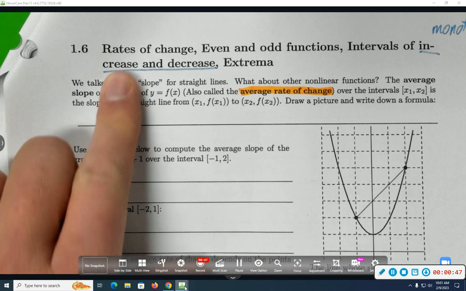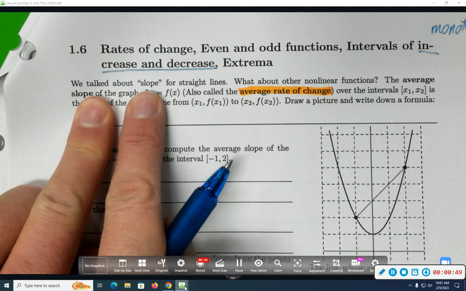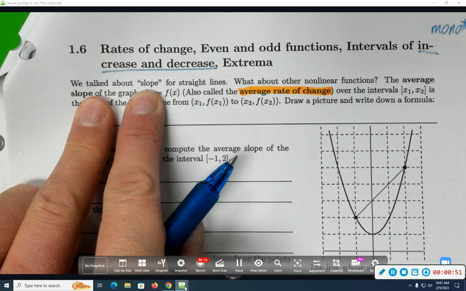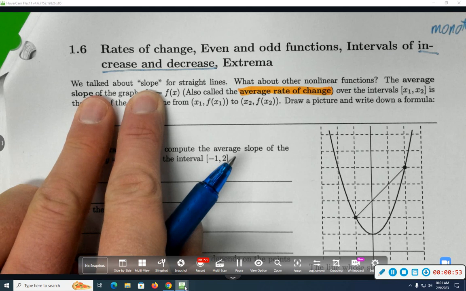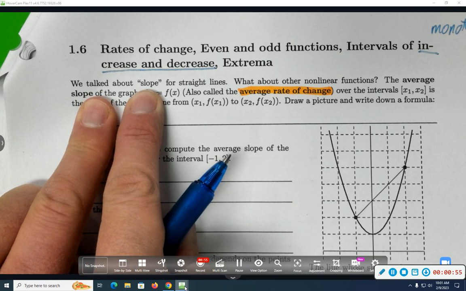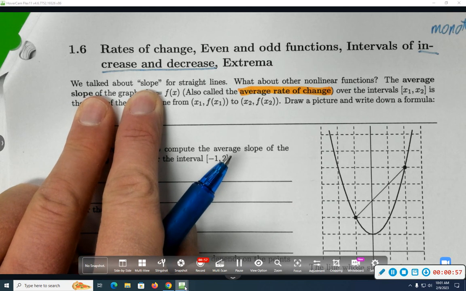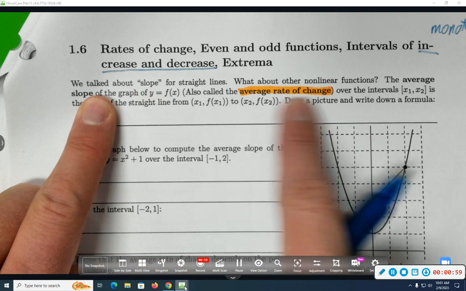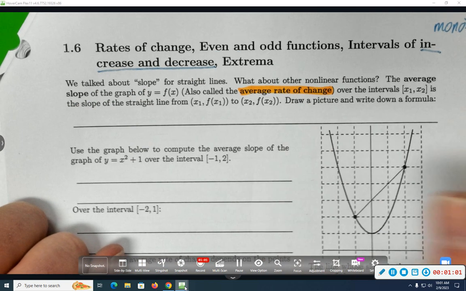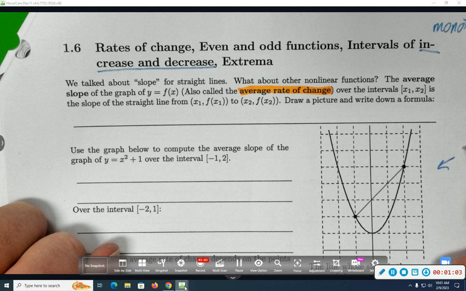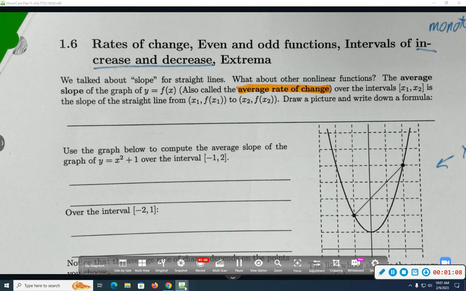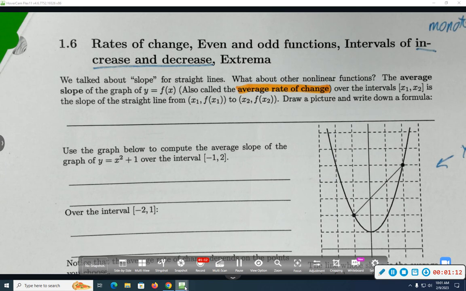Topic 1, rates of change. So we talked about the notion of slope for a function that's linear. The slope is just rise over run. It's the same no matter what points you check, as long as you have a straight line. If you have any other nonlinear function, like say this one, you can still talk about rates of change. You just need to think about what interval of inputs you're thinking of.